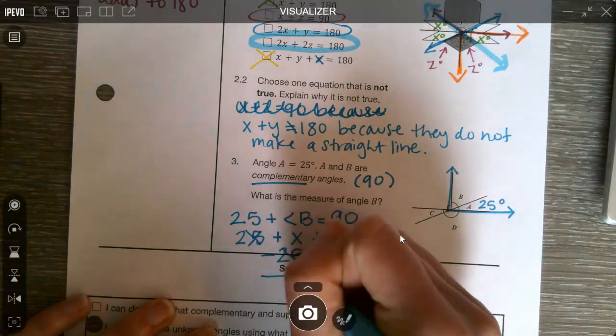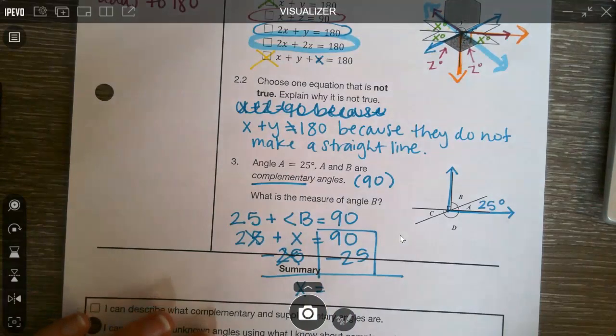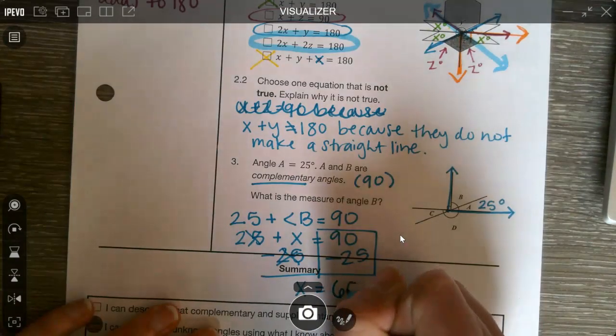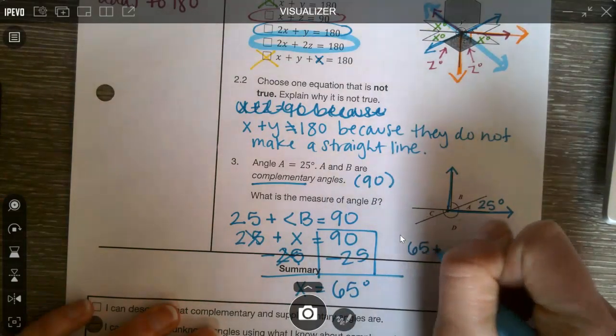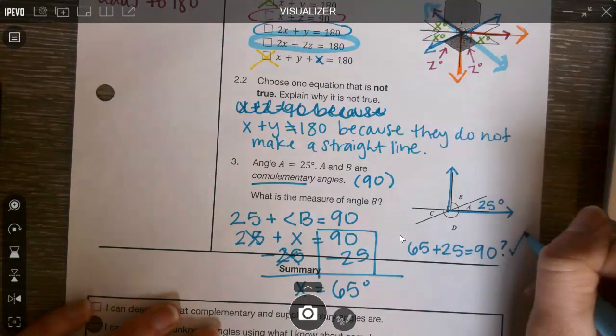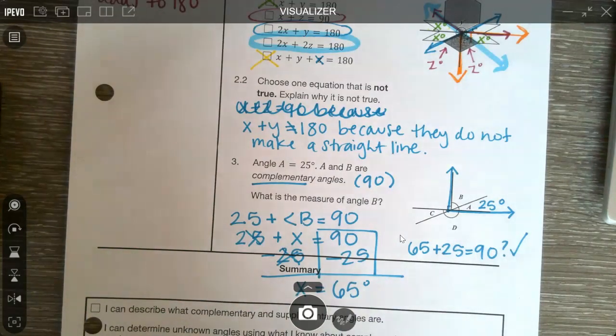These cancel out. X equals, in your calculator, what's 90 minus 25? 65 degrees. To check in your calculator, is 65 plus 25 equal to 90? Sure is.